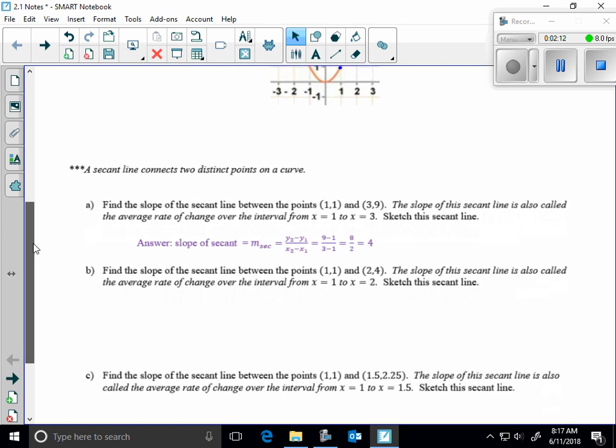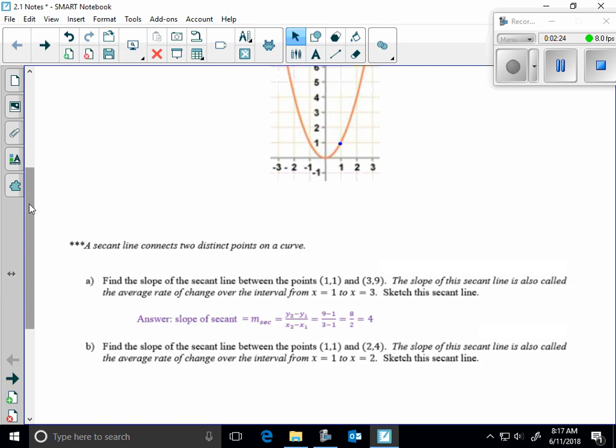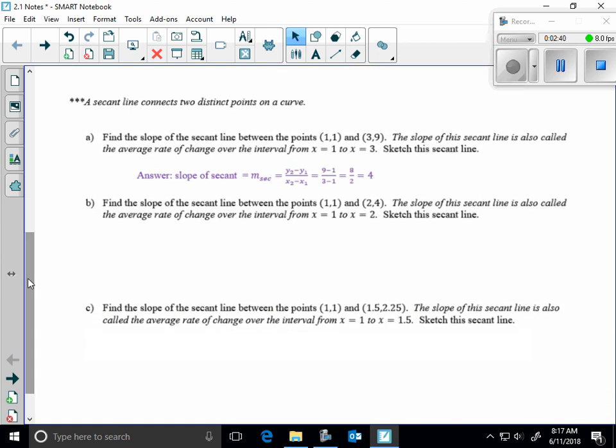Now what they want us to do in the second example is use the same graph, except now we're going to converge and squeeze the distance between those two and make it smaller. So let's go from (1, 1) to (2, 4). That'll be y2 minus y1 over x2 minus x1, which will be 3 over 1, which is a slope of 3. So in part B, the slope of our secant line will be 3.